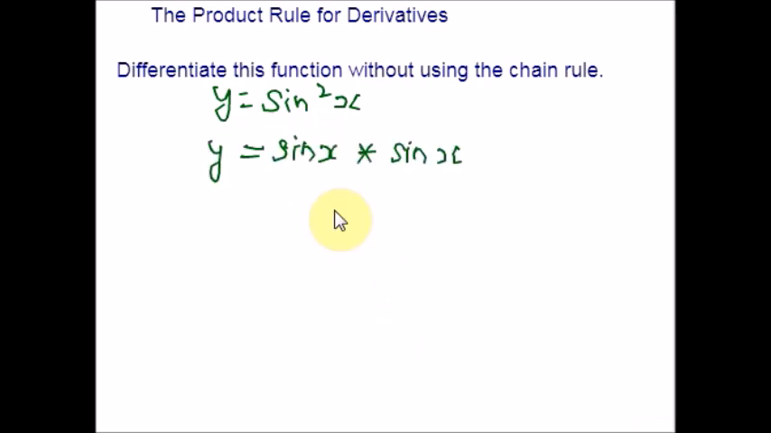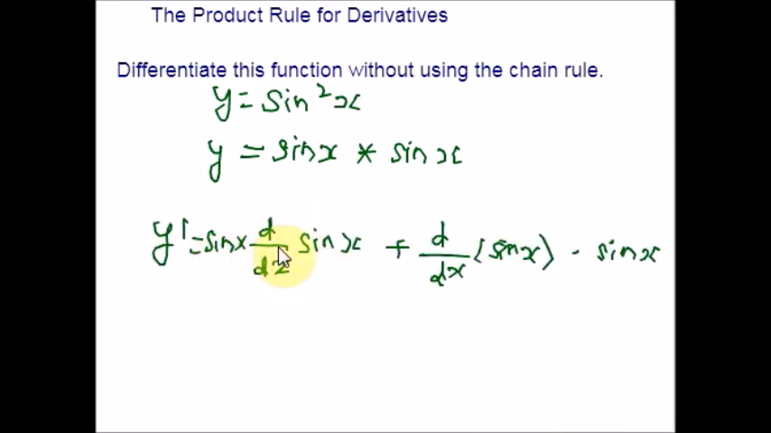So it is of the form of a product, and now you can apply the product rule. This problem can also be solved using the chain rule, but the question mentions that you should not use the chain rule, so we are just using the product rule. The left side would become y dash of x, and on the right side we will get the first function times the derivative of the second function plus the derivative of the first function times the second function.